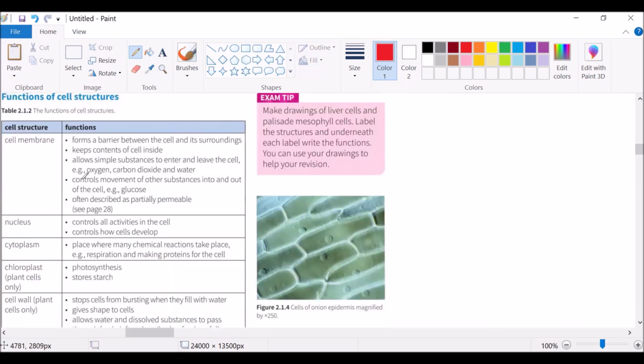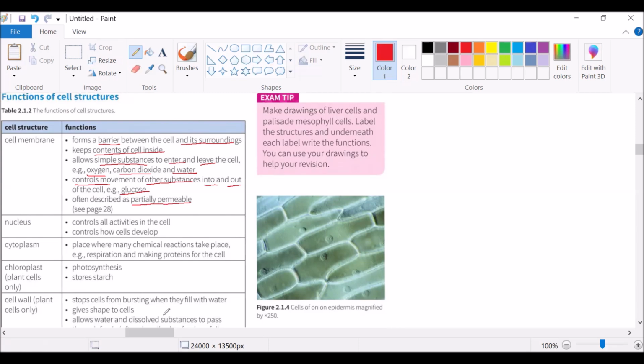Functions of cell structures. The cell membrane forms a barrier between the cell and its surroundings. It is also responsible for keeping the contents of the cell inside. It also allows simple substances to enter and leave the cell, substances such as oxygen, carbon dioxide, and water. The cell membrane controls the movement of other substances into and out of the cell, for example, glucose.